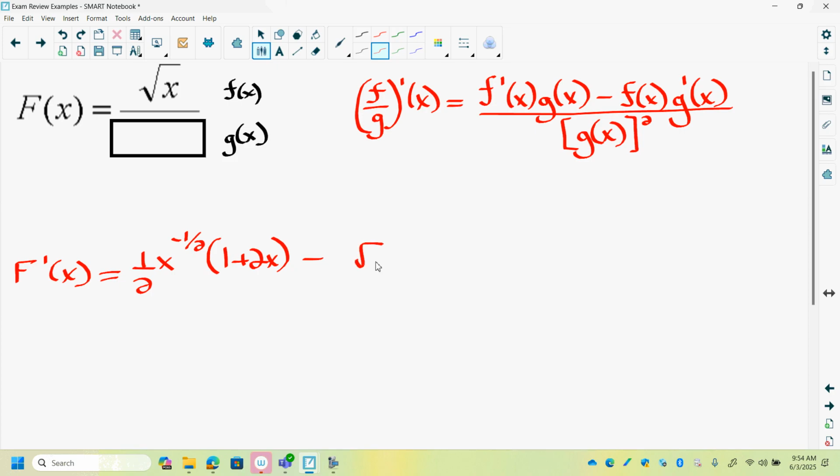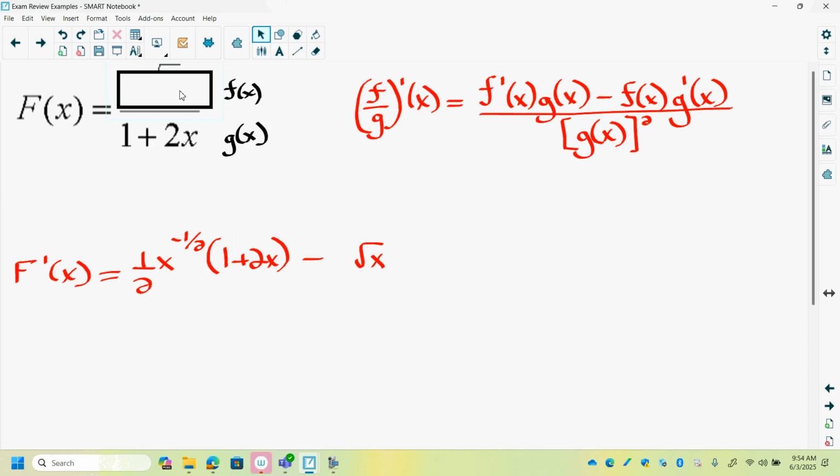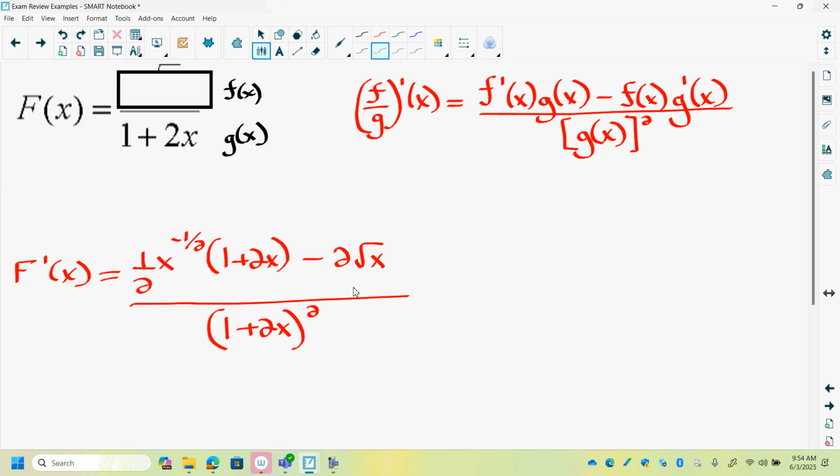I'm going to leave a little space here. I'm going to multiply that by the derivative of the denominator. What's the derivative of 1? 0. What's the derivative of 2x? 2. So instead of putting a 2 back here, you okay with me throwing the 2 right there? And it's all over the bottom squared. 1 plus 2x to the power of 2.